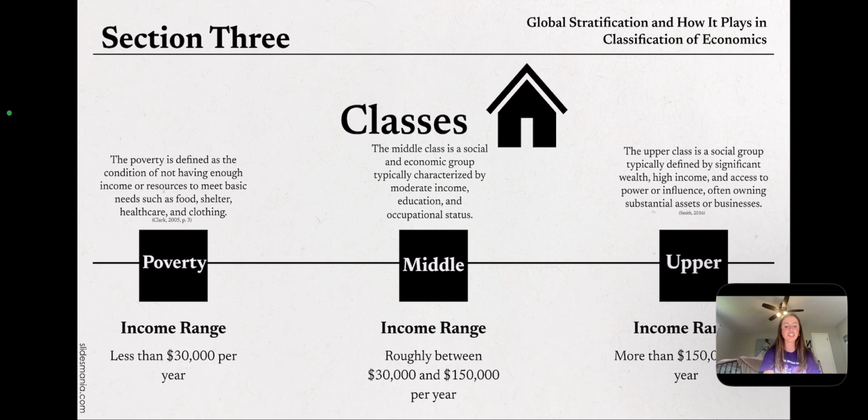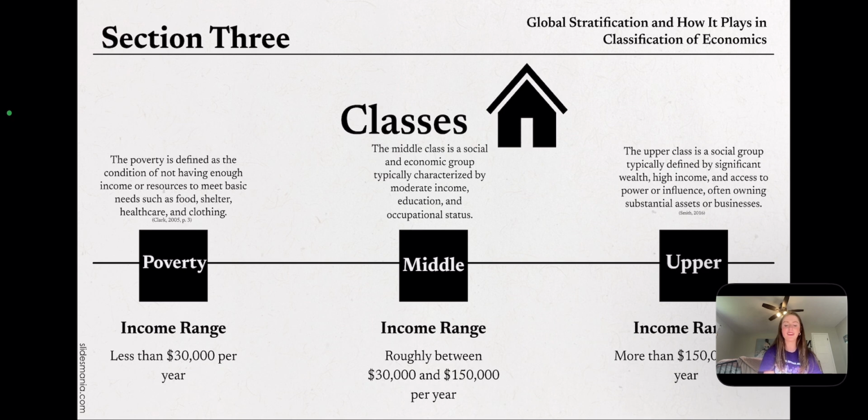To be considered in poverty, you must be making less than $30,000 and not be able to afford basic necessities. An example of someone of this economic status would be someone who possibly works as a fast food worker or gas station clerk. Next is middle class. Middle class is a very, very broad category. With the income ranging between $30,000 to $150,000 per year, you might understand why this is so broad.